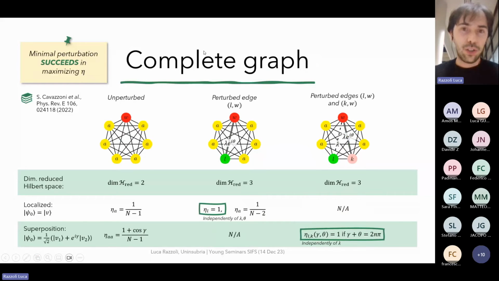Similarly, this works in a complete graph, so in the fully connected network. But in this case, we also see that if we perturb two edges, then we can play on this phase in order to achieve a unit transport efficiency for an initial superposition of two localized states.